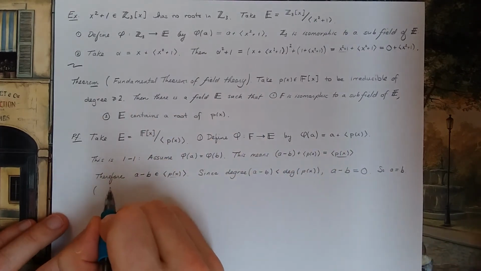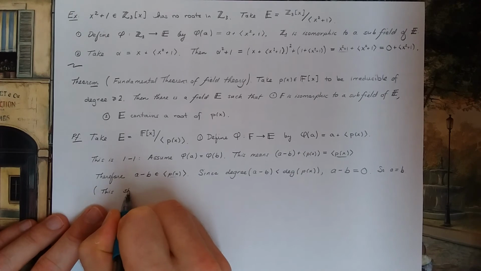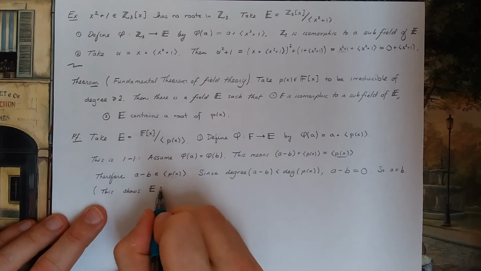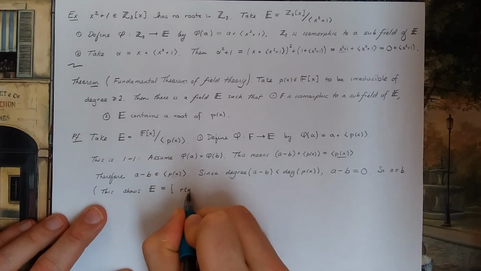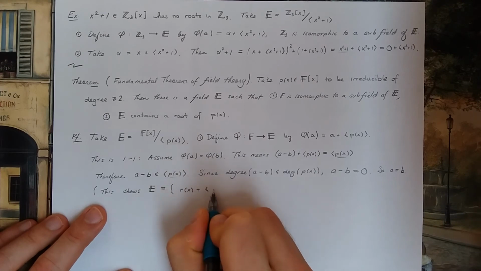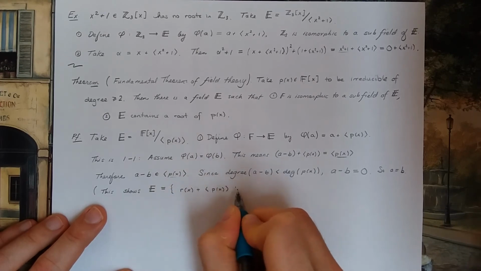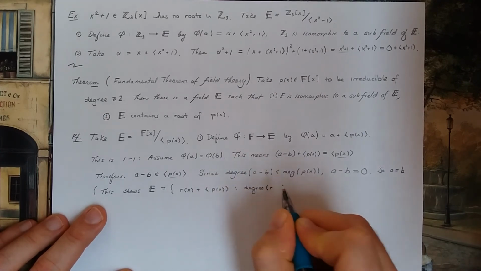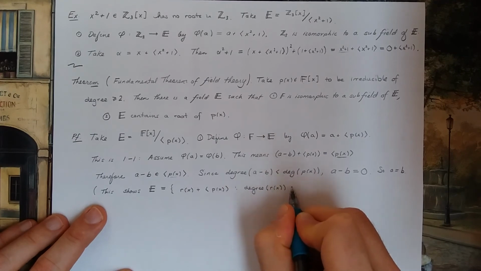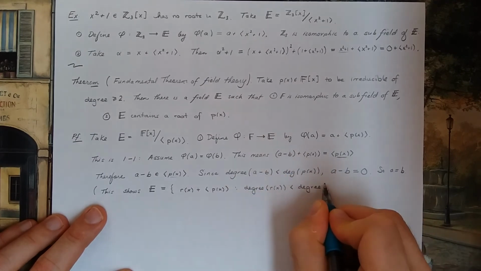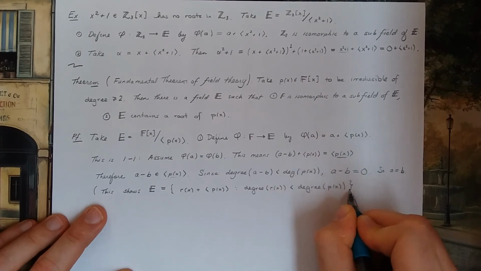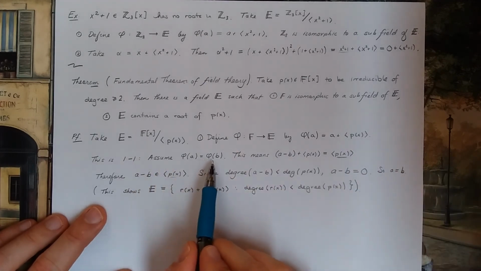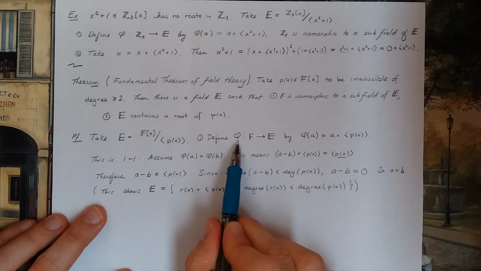I've actually shown using this argument here, this is a parenthetical because it's not needed in the proof, but it's good to realize that this shows, for example, that the field E can be expressed as polynomials r of x plus my ideal such that the degree of my polynomial r of x is less than that of p of x. But anyway, I've shown that a equals b. Therefore, I've shown my function is 1-to-1.